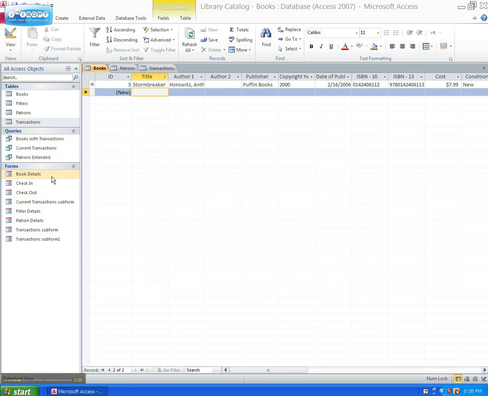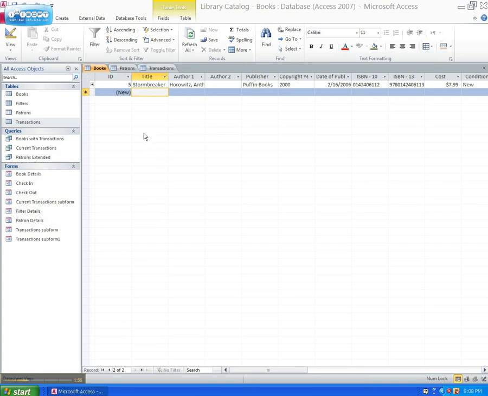Now, Access is a relational database program, which means that you have different tables that relate to each other. That's the relationship part of it, or relational part of it. And what that means basically is you have a table of information, but you don't include all of the possible information in one table. You have different tables to kind of break it out. The example that I have here is we are looking at a library catalog database. In that we have a books table, we have a patrons table, and we have a transactions table.